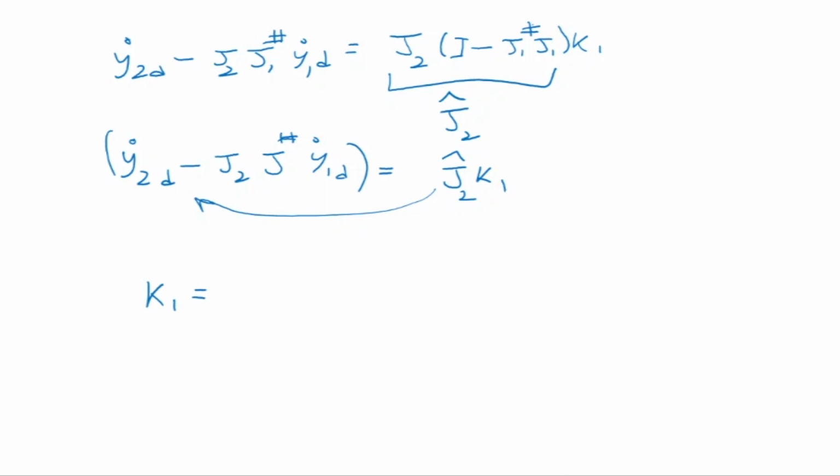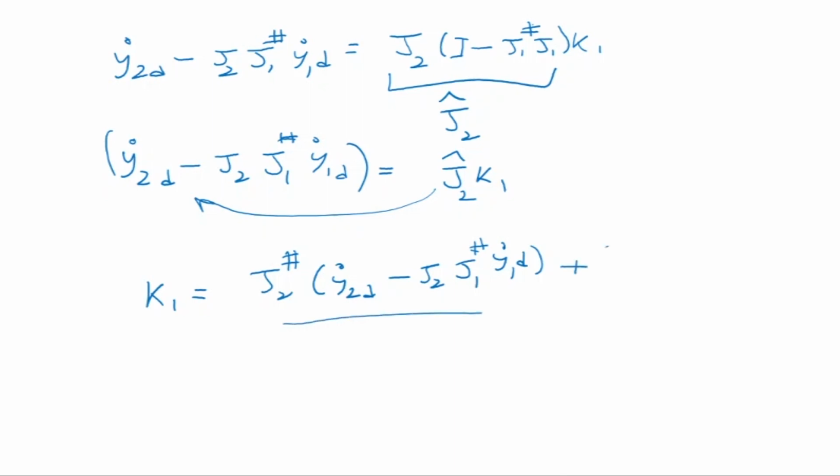K1 is equal to, I'm going to take J2 to the left hand side, J2# now, which is the pseudo inverse of, so y2d minus J2 into J1# y1 dot d, plus, so this is the main part, plus I minus J2 cap J2 cap# into k2, another equation.